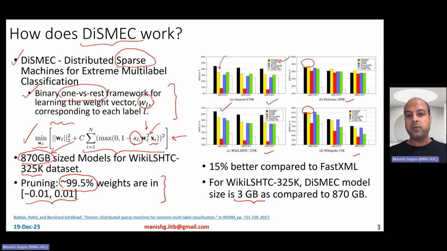So essentially, DiSMEC gives you much smaller models, in fact sometimes better models as well. And in most cases, it gives you at least comparable accuracy compared to other one versus rest classifiers. Compared to FastXML that I covered in the previous video, it leads to 15% better results on average across these data sets.